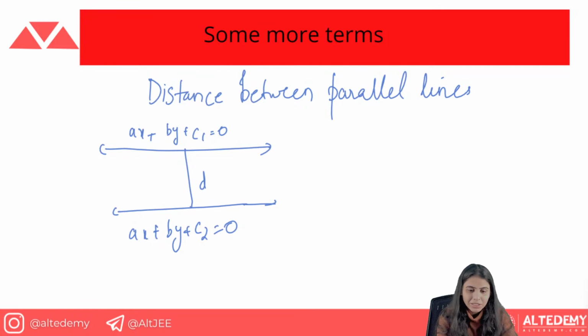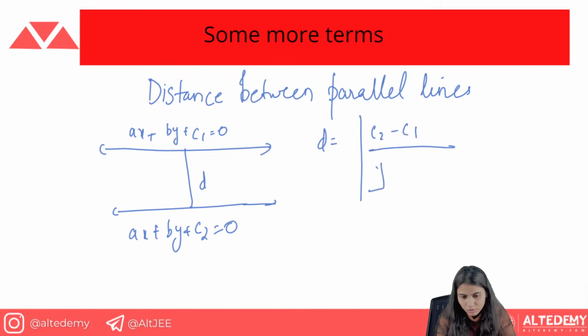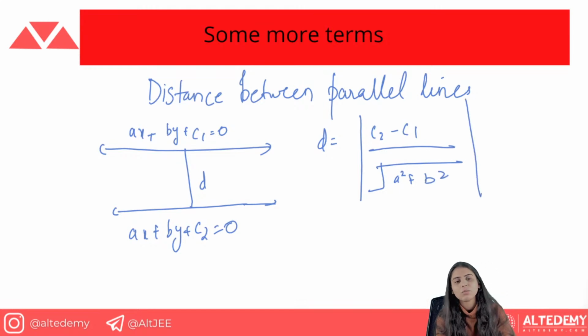So how do you calculate the distance between those parallel lines? For that we have another formula: d is equal to c2 minus c1 upon under root of a square plus b square. Same thing, just dividing the difference of the intercepts. Because obviously the slope is the same here, we don't need to do that. The difference is going to be the same here, and we will divide it by the coefficients of x and y, just like we did for the perpendicular lines.